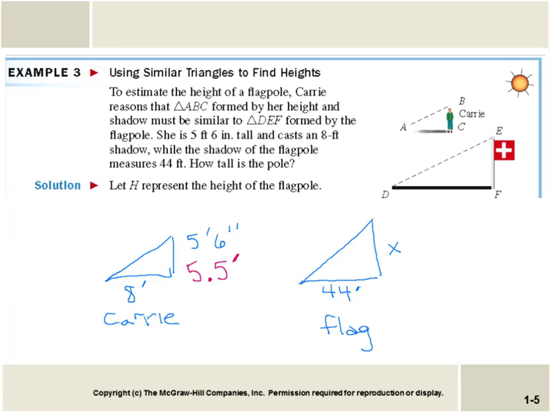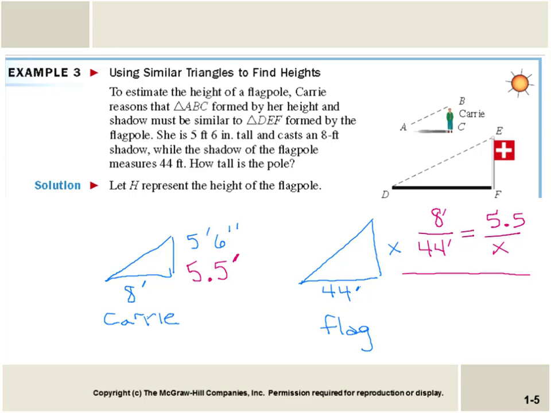So then I can set up my proportion. And there's multiple ways to set up the proportion. All of the ways work, if you do it right. So I can say that 8-foot shadow over the 44-foot shadow is equal to, now notice, because I'm talking about Carrie's triangle in the numerator, in the denominator I'm going to talk about the flagpole. If I don't keep them somewhat in order, then I'll get the wrong answer. So this is one way to do it.